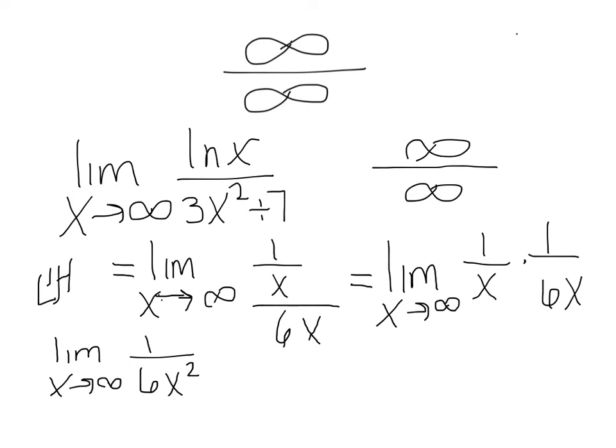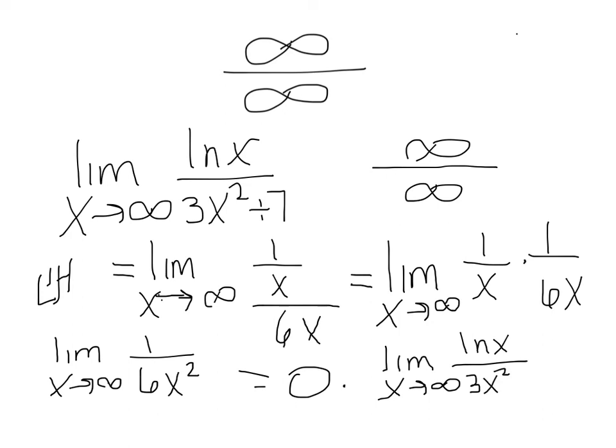Now this is a limit that you would have been able to do before you learned L'Hopital's rule. Here the numerator is staying 1 and the denominator is getting bigger, bigger, and bigger. So you could think of this like 1 over infinity, but we know that actually goes to 0. So our original limit, the limit as x goes to infinity of natural log of x over 3x squared plus 7, is equal to 0.